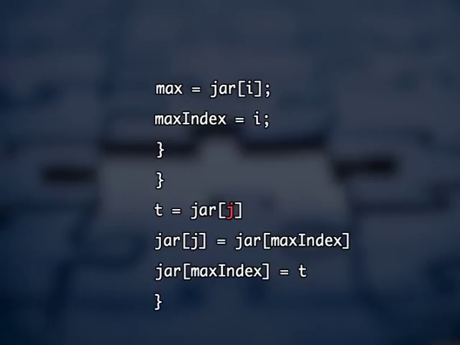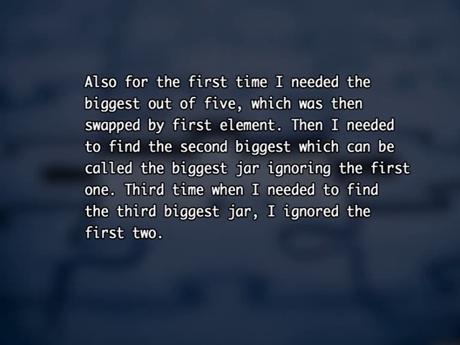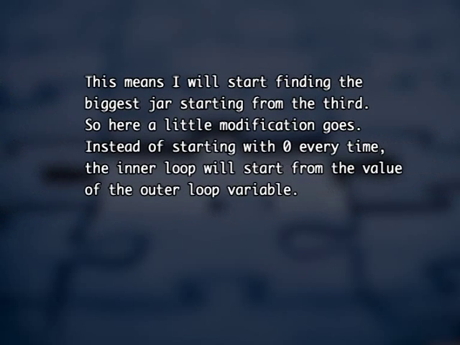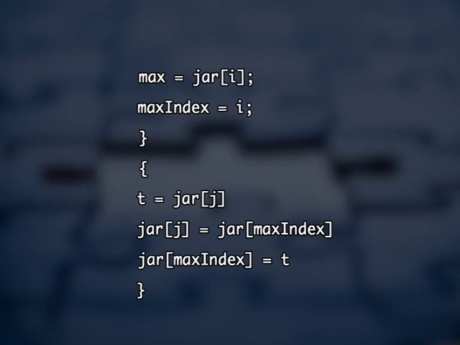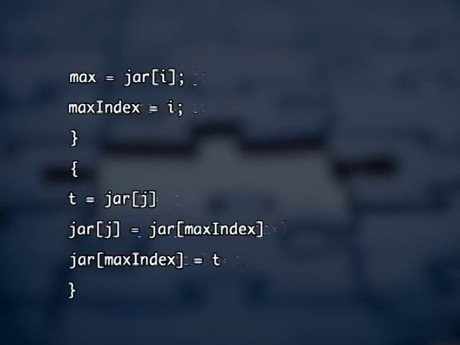Also, for the first time, I needed the biggest out of 5, which was then swapped with the first element. Then I needed to find the second biggest, which can be called the biggest jar, ignoring the first one. Third time, when I needed to find the third biggest jar, I ignored the first two. This means I will start finding the biggest jar from the third. So here a little modification goes. Instead of starting with 0 every time, the inner loop will start from the value of the outer loop variable. We are done with the coding.